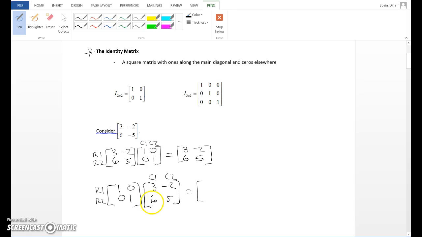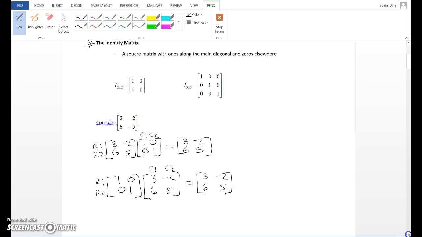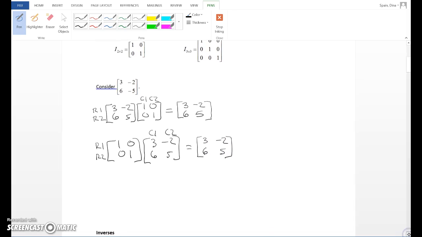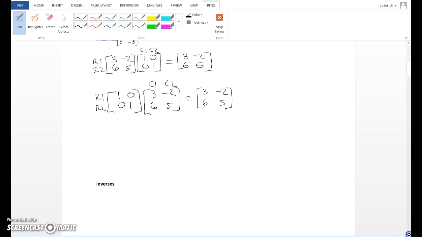Going across row 1, dotted with column 1. 3 times 1 is 3, plus 0 times 6. That's a 3. Row 1, column 2. 1 times negative 2 is negative 2. 0 times 5 is 0. It's a negative 2. Row 2, column 1. 3 times 0 is 0, plus 1 times 6. And then row 2, dotted with column 2. 0 times negative 2 is 0. 1 times 5 is 5. So it checks out. That's the identity matrix, the 1s along the main diagonal and 0s everywhere else.